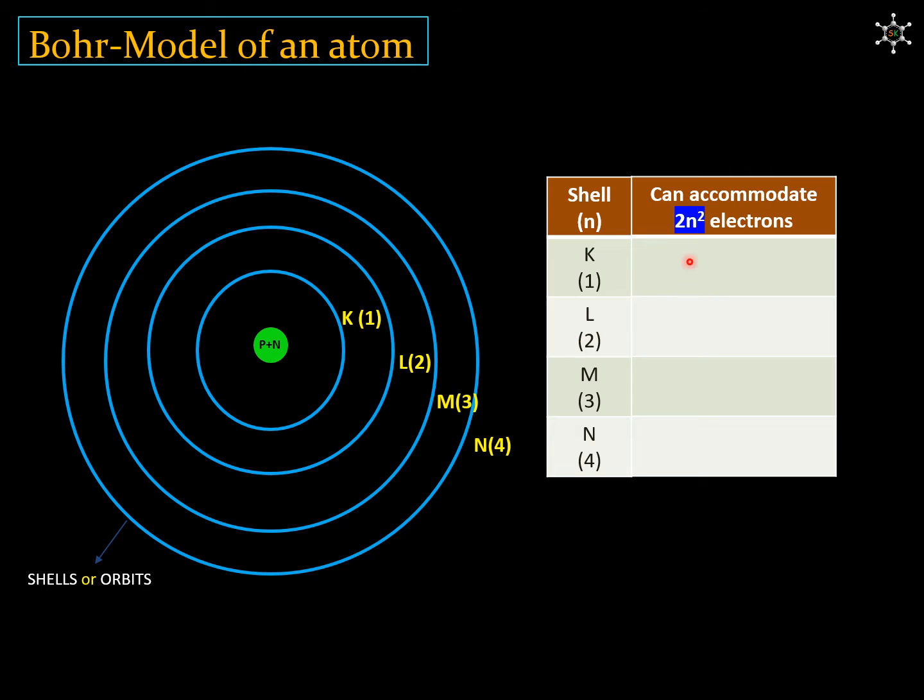These shells can accommodate 2n² electrons. This n is nothing but the number given to these orbits. For K, n equals 1, so K can accommodate 2 electrons. In the same manner, L, having n equal to 2, can accommodate 8 electrons, M can accommodate 18 electrons, and N can accommodate 32 electrons.